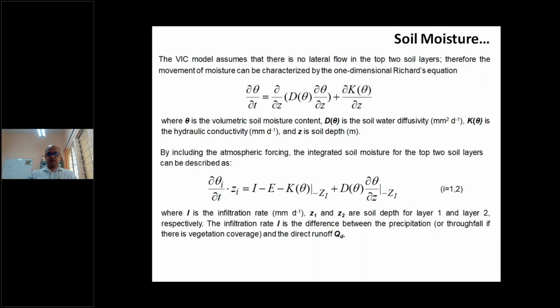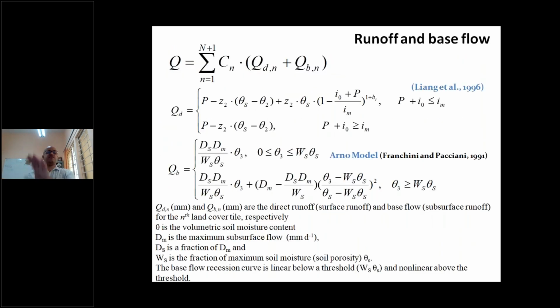The surface runoff is nothing but the summation of direct runoff as well as base flow. Direct runoff is the runoff that flows on the surface. Base flow is the excess water that the model will have in the bottommost soil layer. That excess water will flow out as base flow, which is, again, a function of the property of that soil and what kind of terrain and slope you have.